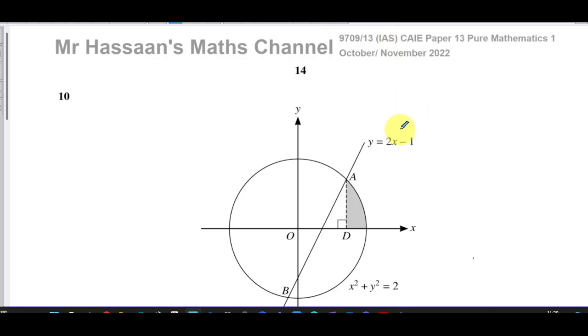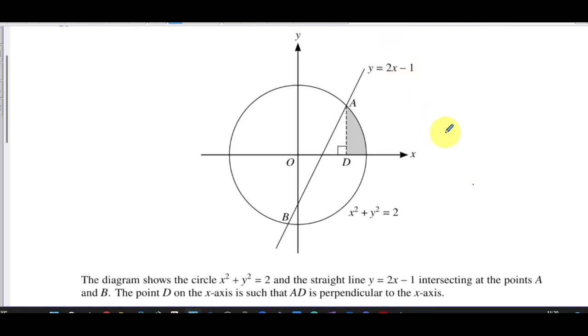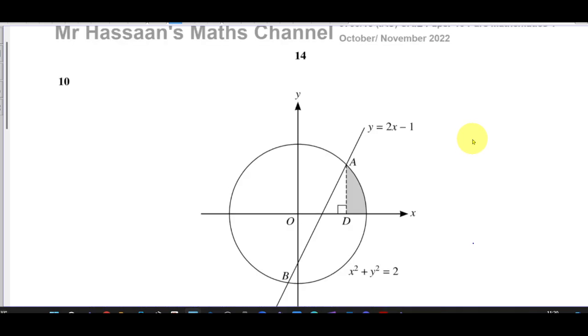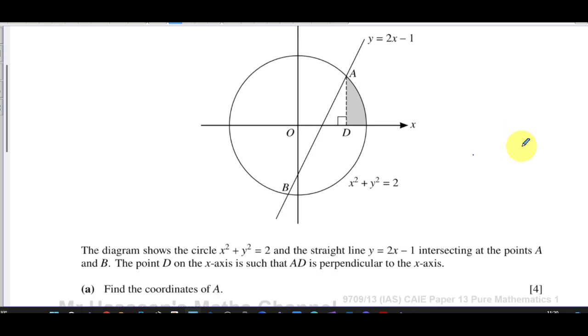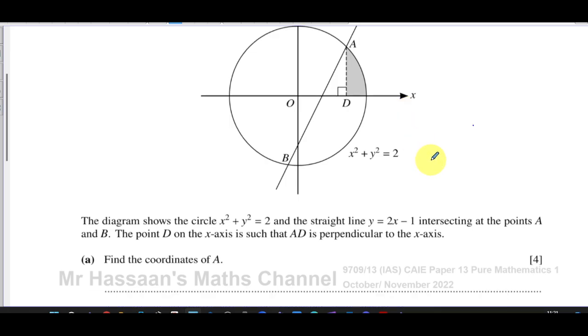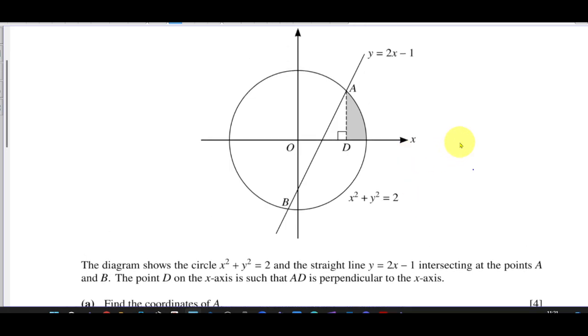Now this question starts off about circles, equations of circles. You've got this circle and this straight line. The circle has the equation x squared plus y squared equals 2, and the straight line has the equation y equals 2x minus 1. They told us they intersect at the points A and B. The point D on the x-axis is such that AD is perpendicular to the x-axis. We've got to first of all find the coordinates of the point A.